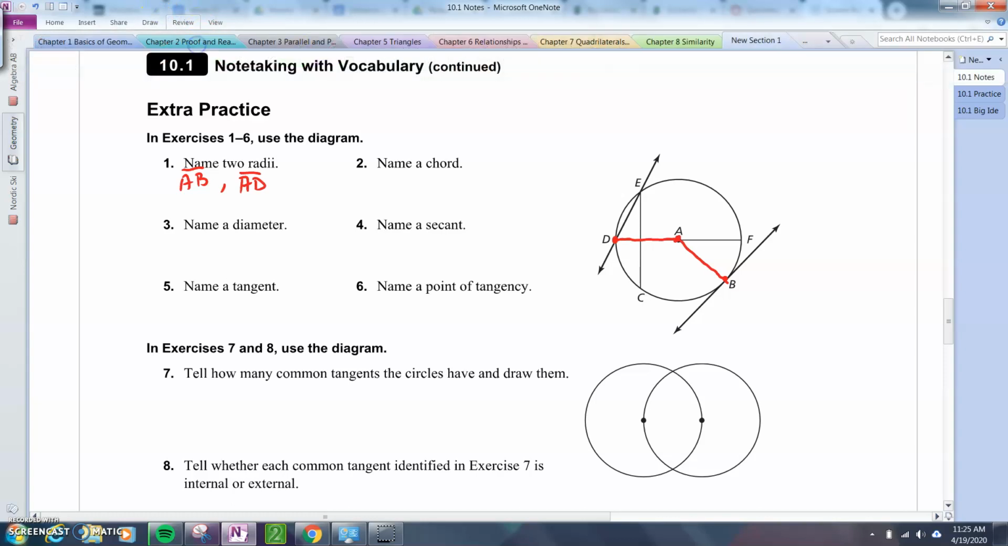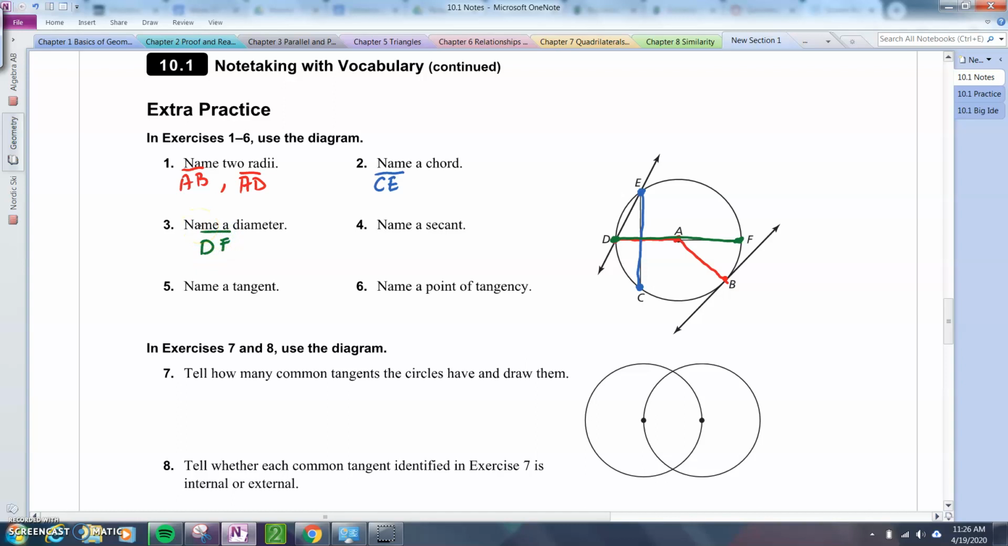Alright, so let's take a look at what chords we have on here. Well, remember, for a chord, the endpoints of the segment both need to be on the circle. So your chord here is going to be CE. You also have another chord that is DF, but that is what we're going to go into in number 3. The diameter. Remember, a diameter is a chord, but it goes through the center. In other words, it contains the center. So your diameter here is going to be DF.